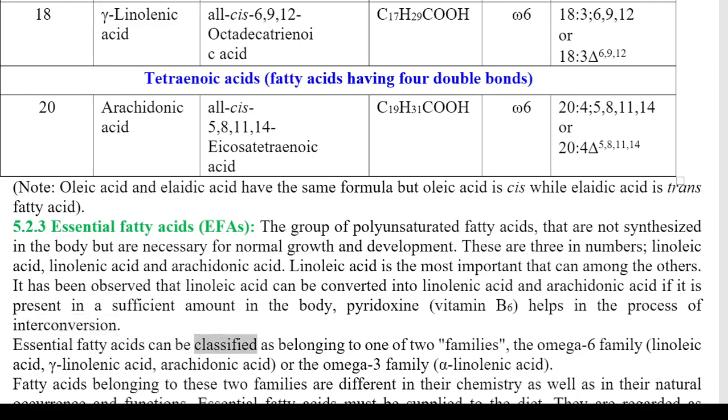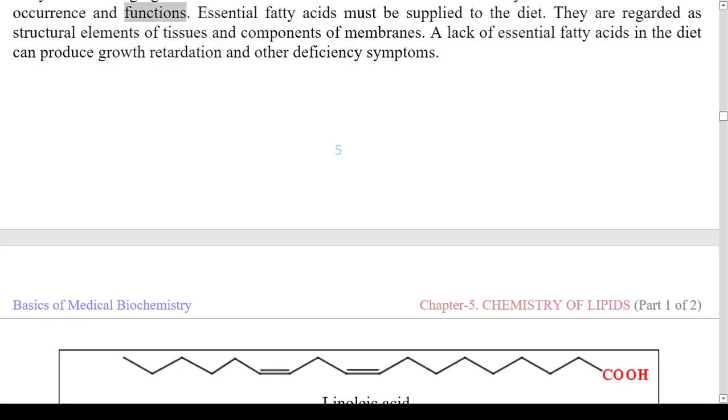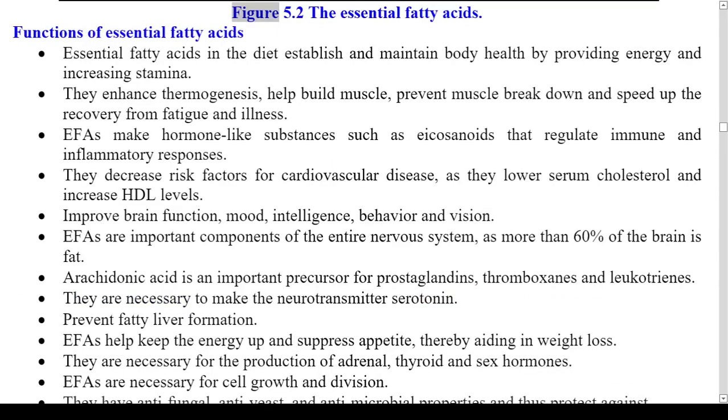Essential fatty acids can be classified as belonging to one of two families: the omega-6 family, linoleic acid, gamma-linolenic acid, arachidonic acid, or the omega-3 family, alpha-linolenic acid. Fatty acids belonging to these two families are different in their chemistry as well as in their natural occurrence and functions. Essential fatty acids must be supplied in the diet. They are regarded as structural elements of tissues and components of membranes. A lack of essential fatty acids in the diet can produce growth retardation and other deficiency symptoms. Figure 5.2 The essential fatty acids.